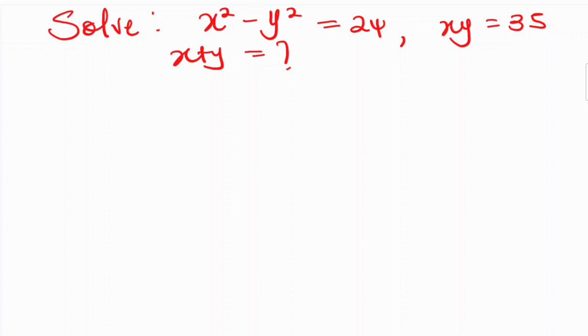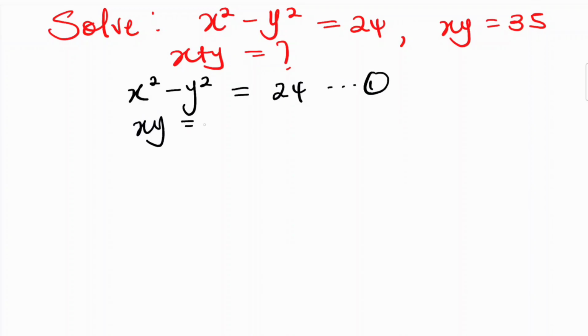Good. So if you look at the first statement, x squared minus y squared is equal to 24. Let's name this equation 1. And xy is 35. Let's also call this equation 2. So we're expected to find the value of x plus y.